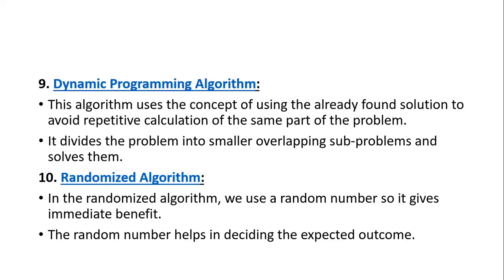Next is the dynamic programming algorithm. The concept is using an already found solution to avoid repeated calculation of the same part of a problem. It divides the problem into smaller overlapping sub-problems and solves everything. Randomized algorithm: it uses random numbers. So it gives immediate benefit. The random number helps in deciding the expected outcome.